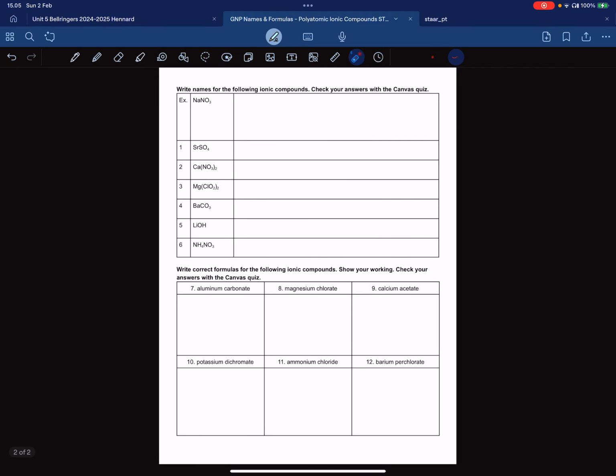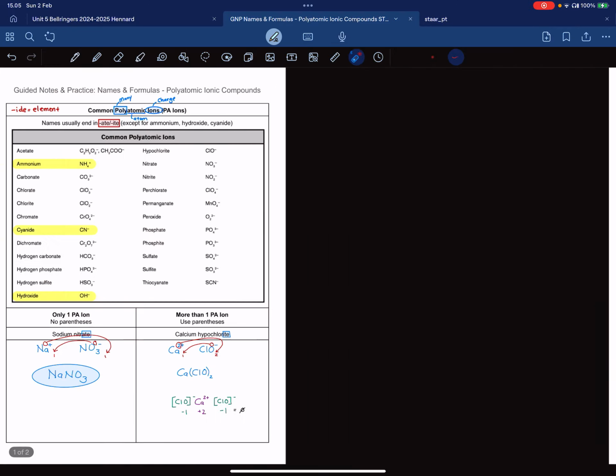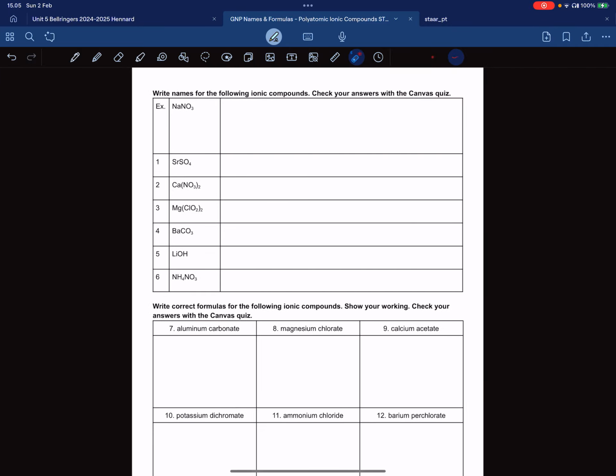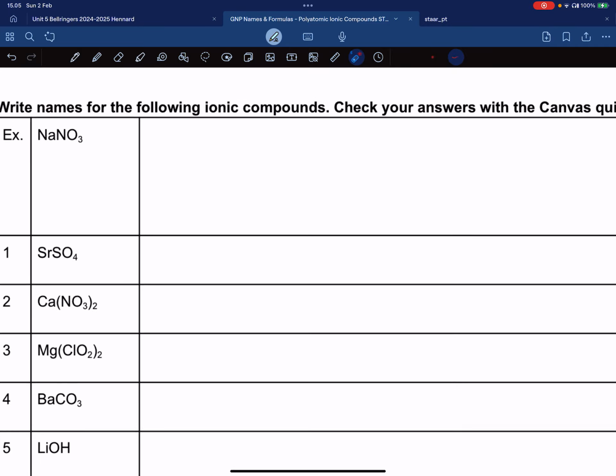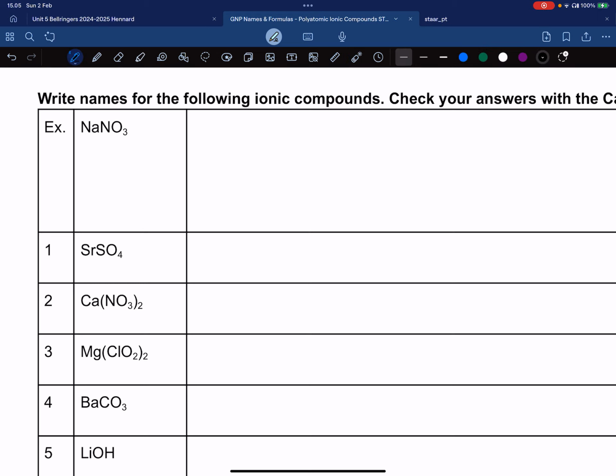So now you're going to turn to the rest. Oh, apologies. I almost forgot. Writing names for things. That was simply writing formulas. All right, so writing names. Writing names is pretty straightforward, okay? The first thing that you do is you have to recognize that you have more than 2 atoms, right? So you got more than 2 atoms, and that means that you have polyatomic ions.